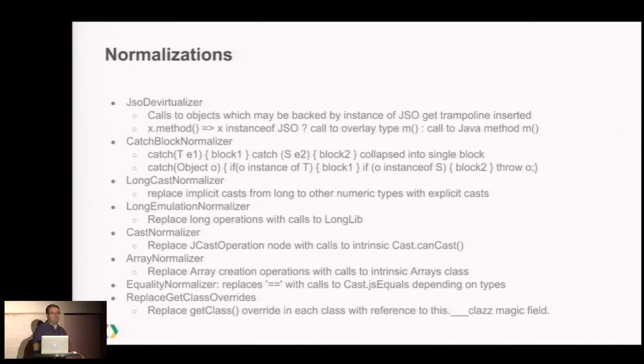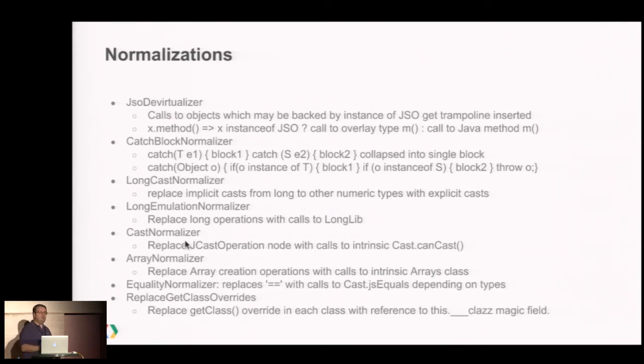JavaScript does not have longs. There are no 64-bit longs, so we have to figure out some way to deal with that. There's this thing called the long emulation normalizer, which replaces any arithmetic like a plus b, where the types are longs, with calls to an intrinsic class called LongLib, which has all the basic operations: add, subtract, multiply, divide, and so on.